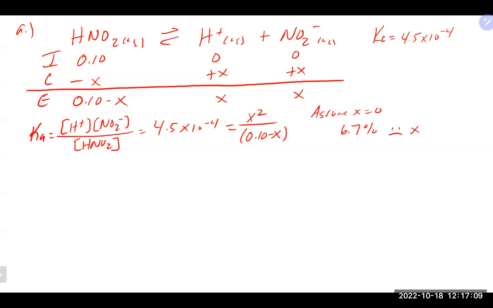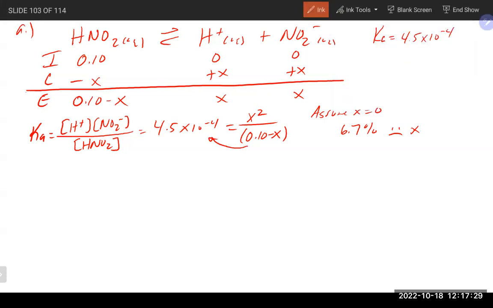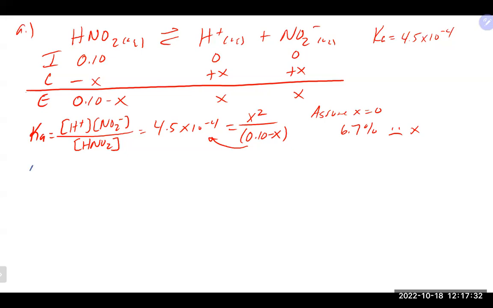So if you did the assumption here, you're going to end up with an x value, I think, when you check it, or a percentage thereof, of 6 and some change, which is too big. So to save some room here, I'm going to do the quadratic formula. That means I'm going to multiply this guy to the other side. And when we multiply it to the other side, that's going to give us x squared is equal to 4.5 times 10 to the minus 5 minus 4.5 times 10 to the minus 4x.